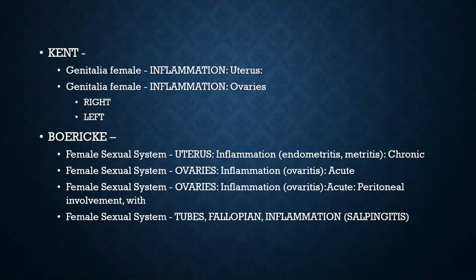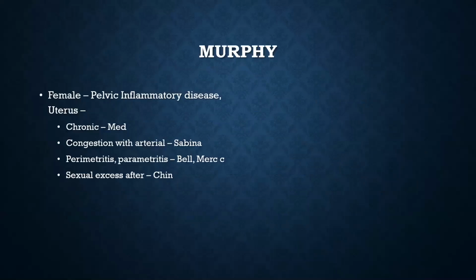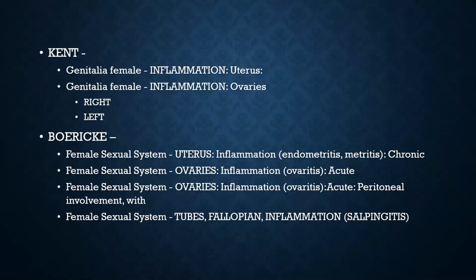Boericke's repertory, we'll find under the chapter female sexual system. We'll go to the uterus, inflammation, endometritis, metritis, again chronic. We have acute also in that. Female sexual system, ovaries, inflammation, ovaritis, acute, ovaritis acute with peritoneal involvement, the same thing which we saw in the Complete repertory. So female sexual system, tubes, fallopian, inflammation, salpingitis. So basically everything is the same only.